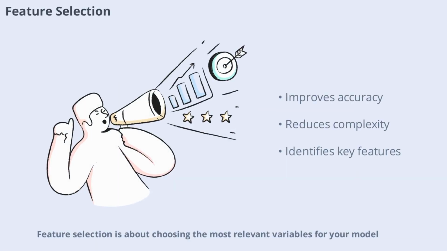Feature selection is about choosing the most relevant variables for your model. Statistics provides methods like correlation analysis and variance thresholding to identify which features matter most. In data science, selecting the right features improves model accuracy and reduces complexity.